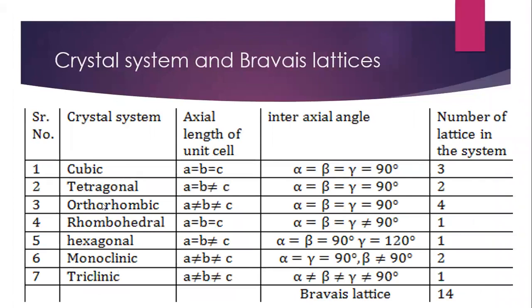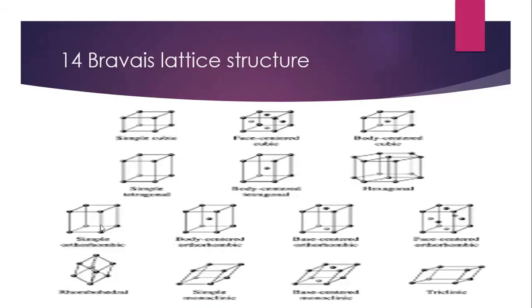Next one is a orthorhombic. A is not equal to B is not equal to C, but angle alpha beta gamma is equal to 90 degree. Means all the three edges will be different. Here there are four types. Okay, in case of the orthorhombic there are four types: simple, BCC, FCC and end centered. Okay, this is a end centered and this is a FCC.